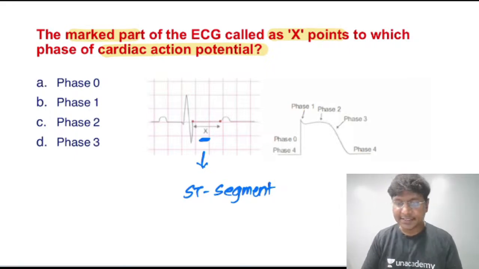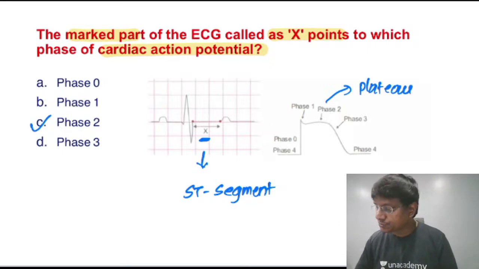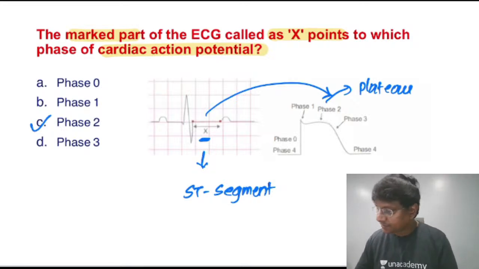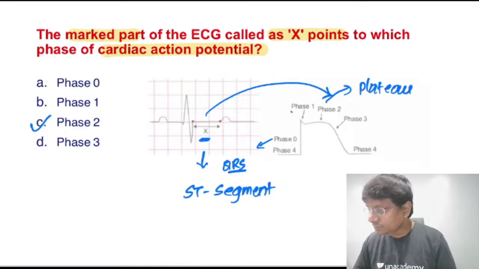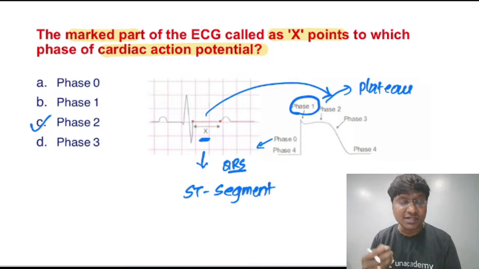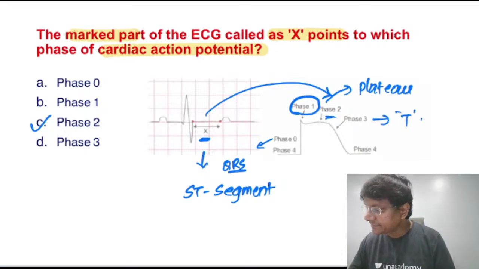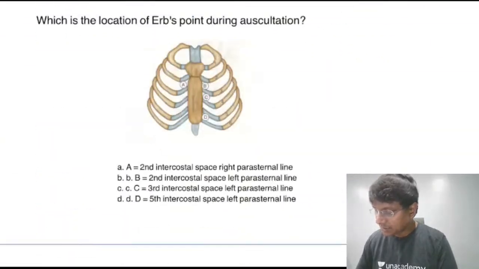The correct answer here is phase 2, which is nothing but the plateau phase. So the plateau phase corresponds to the ST segment on the ECG, whereas phase 0 corresponds to the QRS complex, that is your depolarization. Phase 1 represents the onset of the ST segment, and your phase 2 will be your ST segment, and your phase 3 will be the T wave. So that is the correlation between the ECG and the cardiac action potential, which has been asked previously.